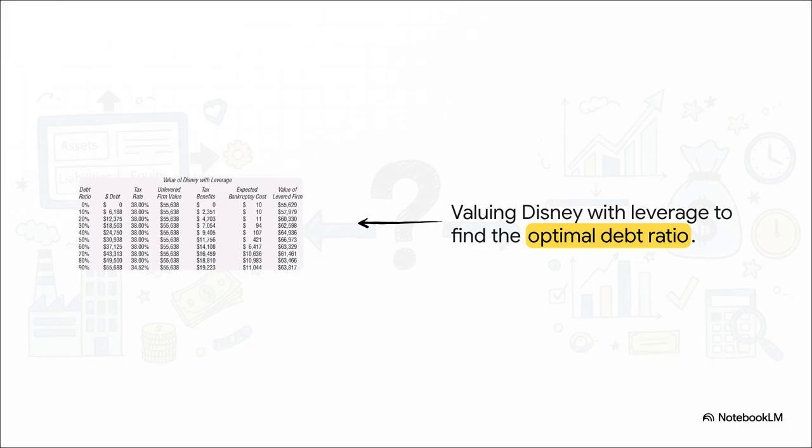Take Disney's leverage, for example. Analysts calculated Disney's firm value at various debt ratios, from 0% all the way up to 90%. As debt goes up, those tax benefits increase, but so do the expected bankruptcy costs. By running the numbers, analysts found that the firm value is actually maximized right around a 40 to 50% debt ratio. That is the sweet spot where the tax advantages of debt perfectly offset the rising risks of default, maximizing the size of the overall pie.